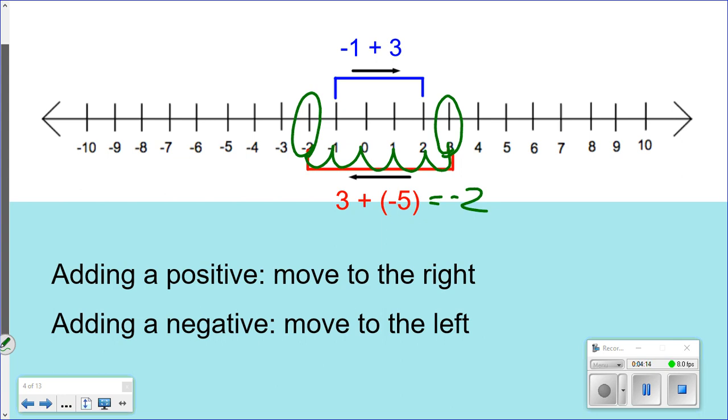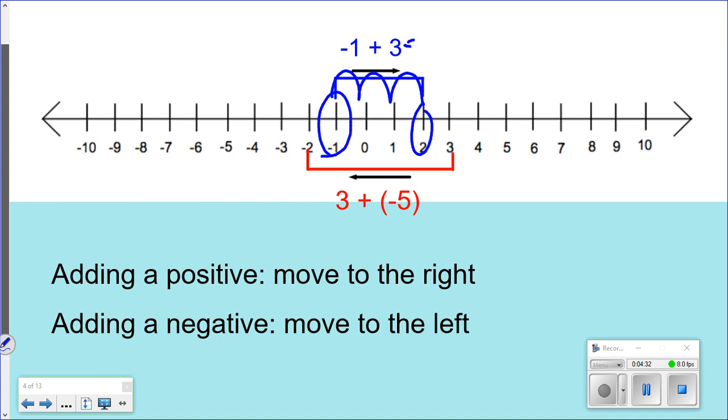So another one I'm going to go over is something like this. Okay, so let's say I have -1 plus 3. I'm going to find -1 on my number line. I always find the first number. I'm going to add 3 to it. Am I going to go to the left or the right this time? To the right. So I'm going to move to the right 3 spaces. 1, 2, and 3, wherever I end up. That's my answer.